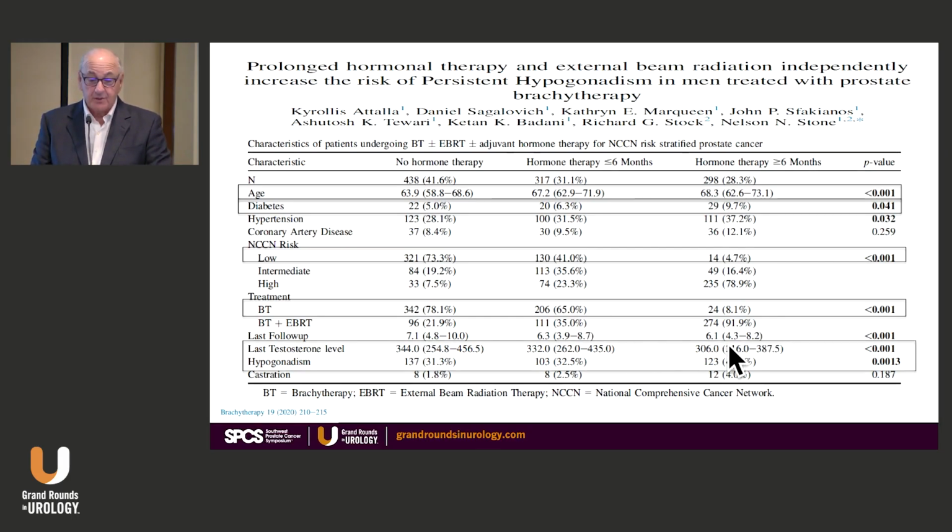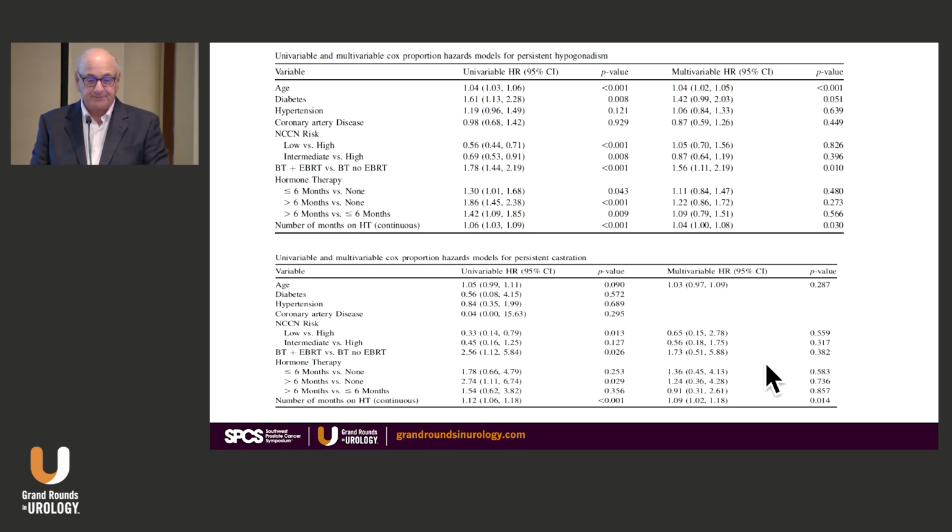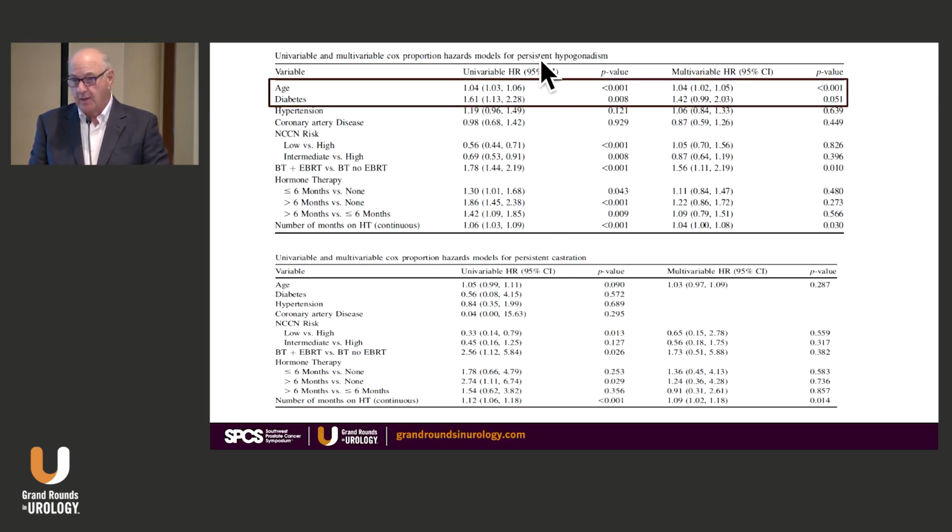And the last testosterone level, and these are post-treatment, is higher in the patients who got monotherapy than combination therapy, because the ones who are getting combination therapy are getting the hormonal therapy. So it all makes sense. So look at the multivariate analysis, what sticks. This is for persistent hypogonadism, testosterone less than 300. What was important was the age of the patient and whether or not they had diabetes. Those are important variables.